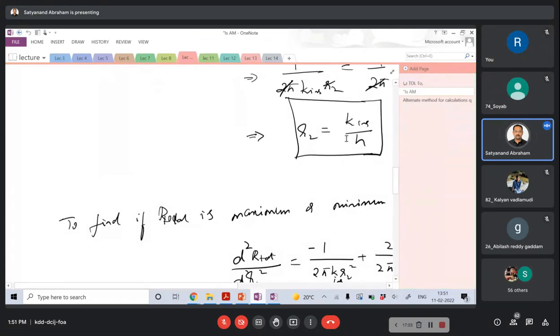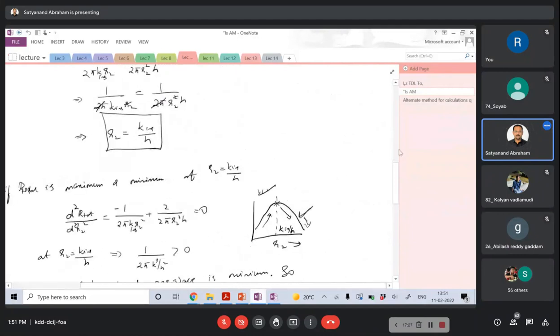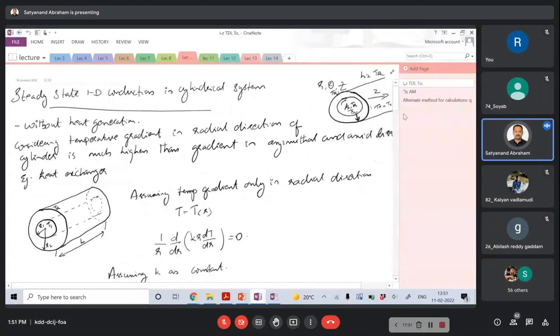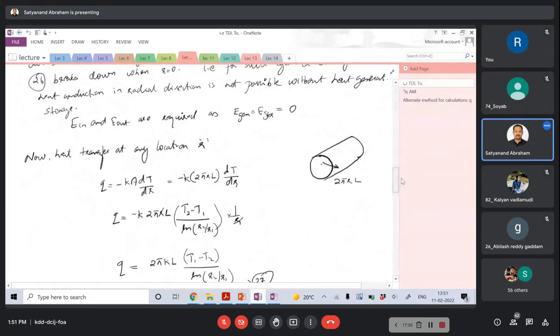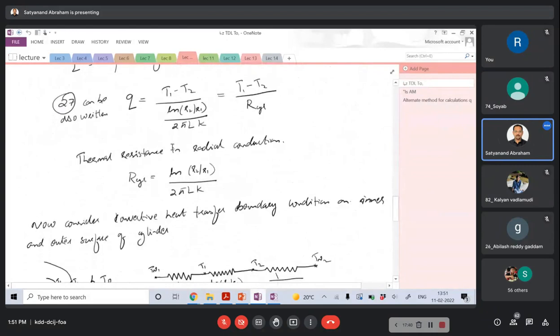What is the thermal resistance for a cylinder? Thermal resistance for a cylinder is given as ln(R2/R1) divided by 2 pi L k. L in this case we are assuming to be 1. R2 is there, R1 is there.